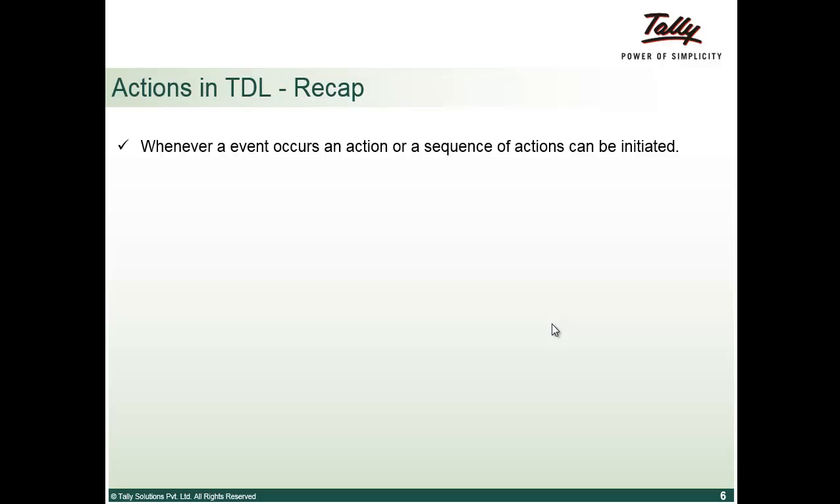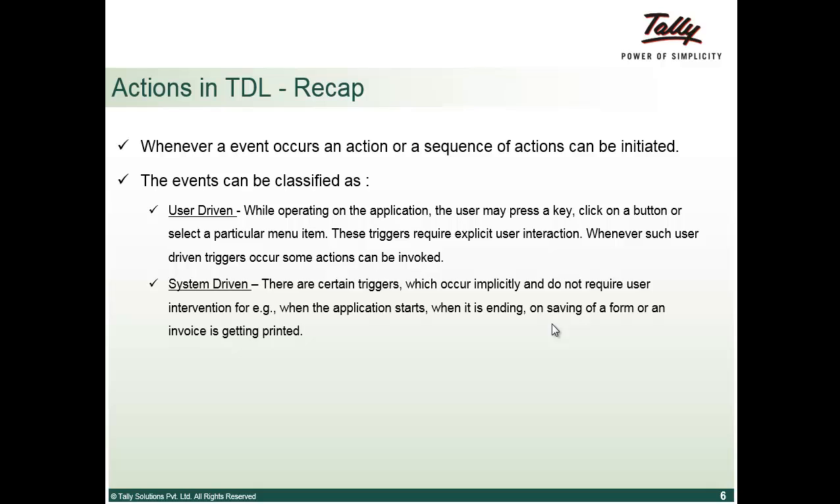So whenever an event occurs, an action or a sequence of actions can be initiated. For example, when I press a key or a button, some action gets initiated. That is called an event occurring. The events, which we'll be going through in a later section, are broadly classified into two types: user driven events and system driven events. User driven events are those which require user interaction, for example, click on a button or click on a menu item. So these are called user driven events.